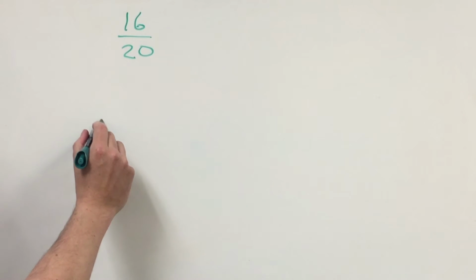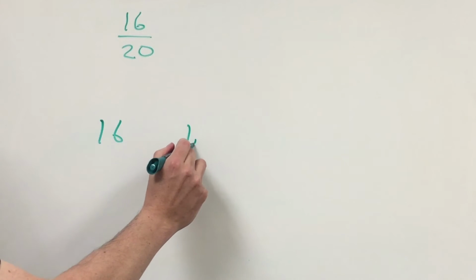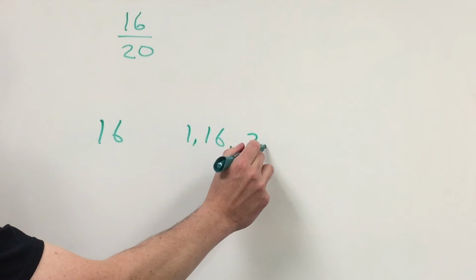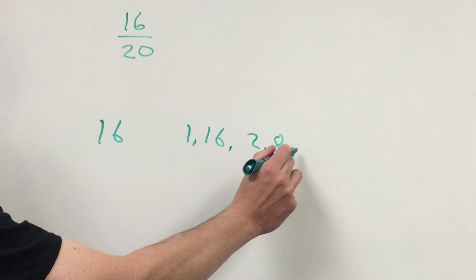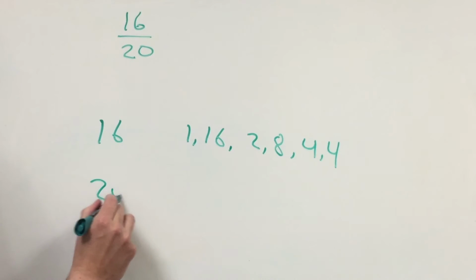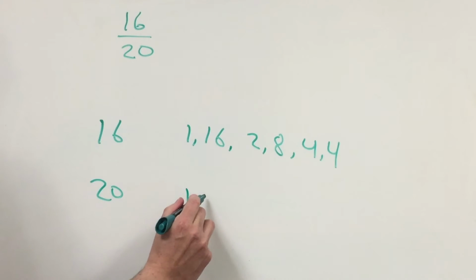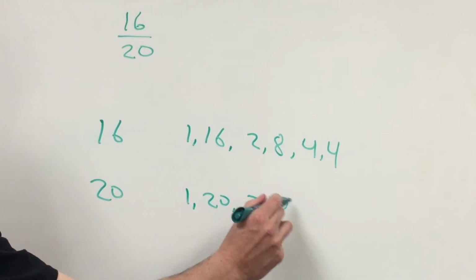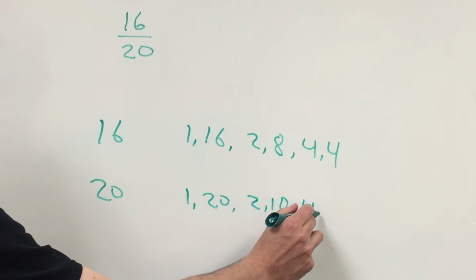Let's try another example. To see if we can simplify 16/20, let's take a look at the factors of both 16 and 20. 16 has factors of 1 and 16, of course, 2 and 8, and 4 and 4. 20 has factors of 1 and 20, 2 and 10, and 4 and 5.